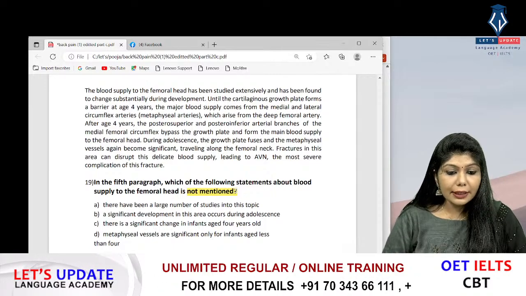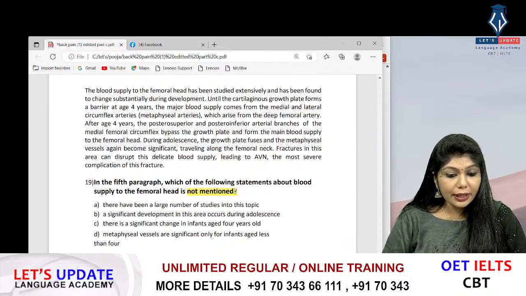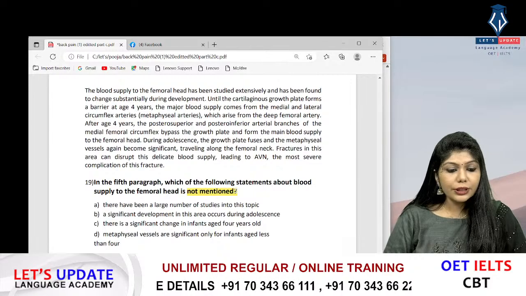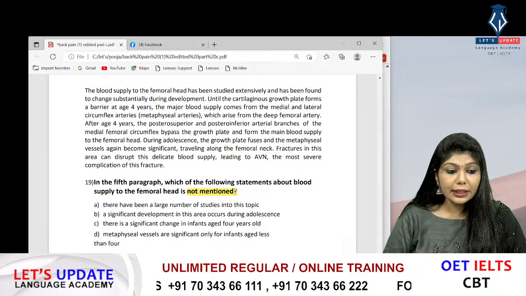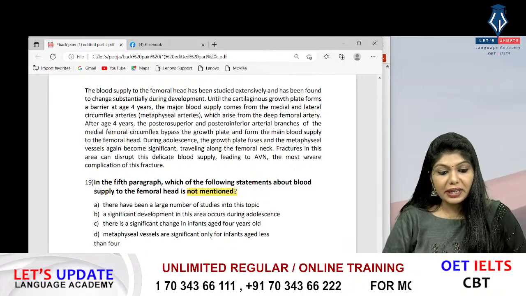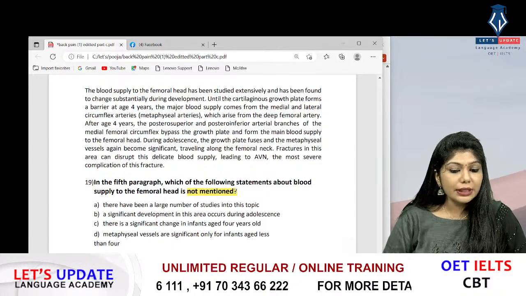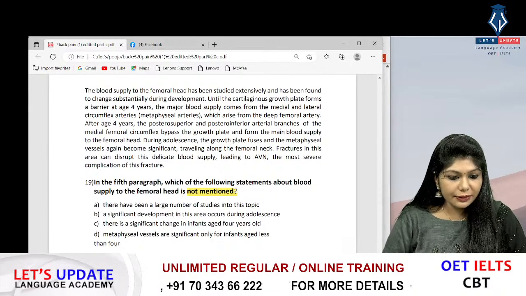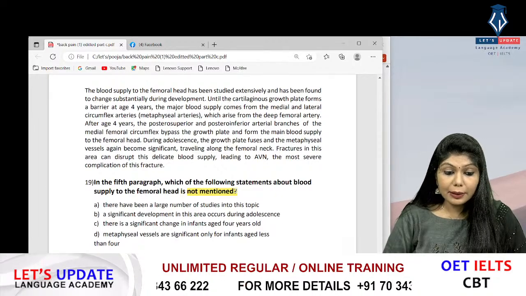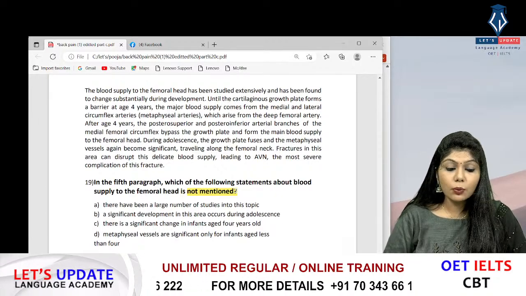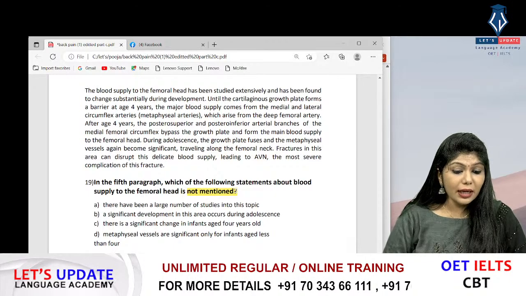The major blood supply comes from the medial and lateral circumflex arteries, metaphyseal arteries, which arise from the deep femoral artery. After age 4 years, the posterior superior and posterior inferior arterial branches of the medial femoral circumflex bypass the growth plate and form the main blood supply to the femoral head. During adolescence, the growth plate fuses and the metaphyseal vessels again become significant, traveling along the femoral neck. Fractures in this area can disrupt this delicate blood supply, leading to AVN and the most severe complication of this fracture.